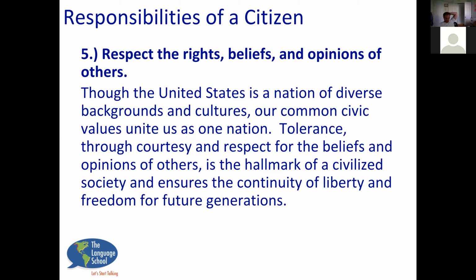Respect the rights, beliefs, and opinions of others. The United States is a nation of diverse backgrounds and cultures. Our common civic values unite us as one nation. Tolerance through courtesy and respect for the beliefs and opinions of others is the hallmark of a civilized society and ensures the community of liberty and freedom for future generations.